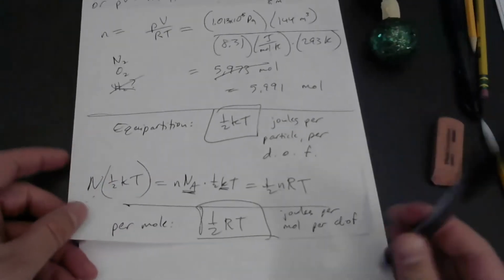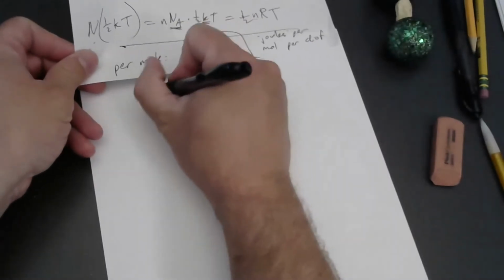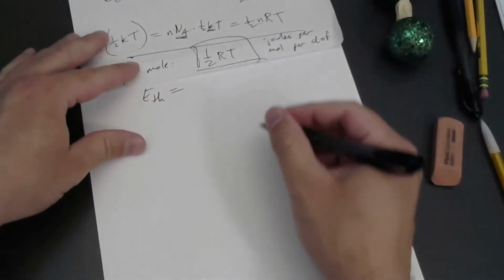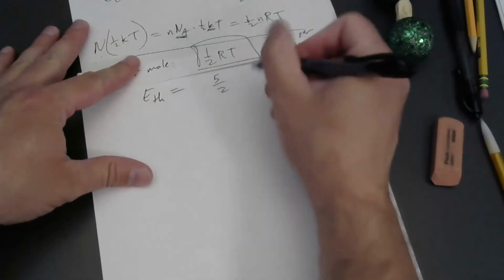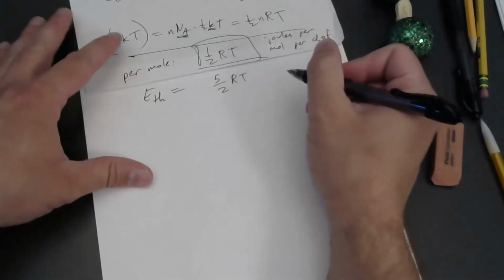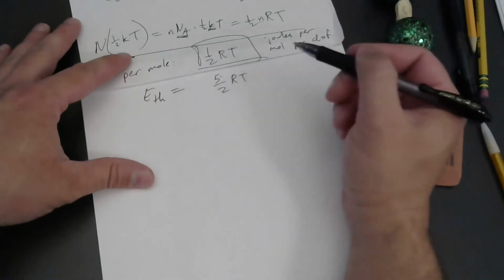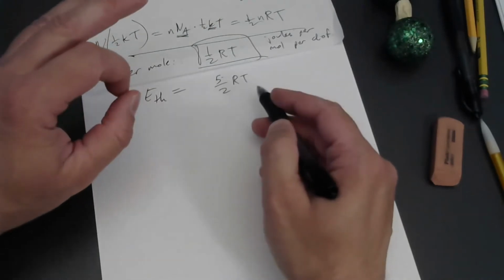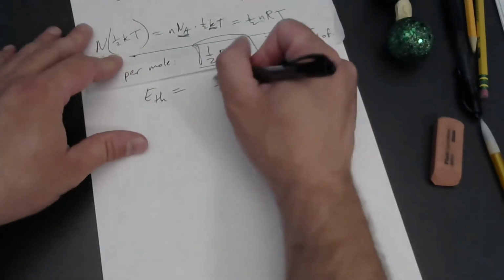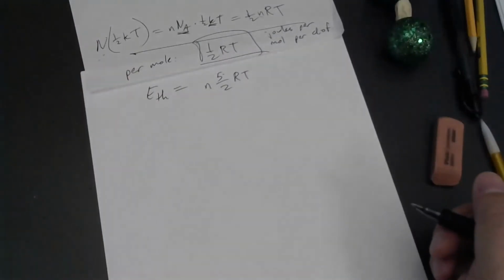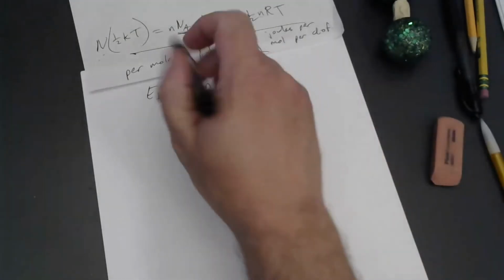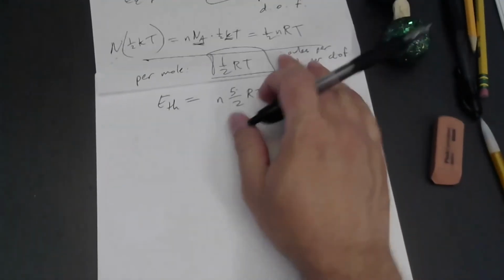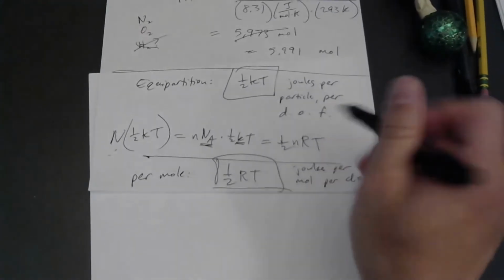Okay, so since we've got 1/2 RT per mole per degree of freedom, the total thermal energy in the room should be 5/2 RT joules per, no, not per degree of freedom because I've already multiplied by the number of degrees of freedom. 5/2 RT joules of energy per mole times the number of moles. Simple as that. So if you just keep the equipartition theorem in mind and remember those formulas, you're good to go.